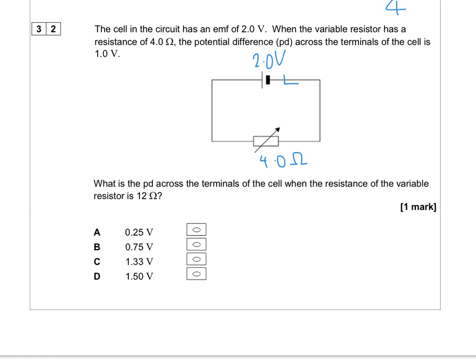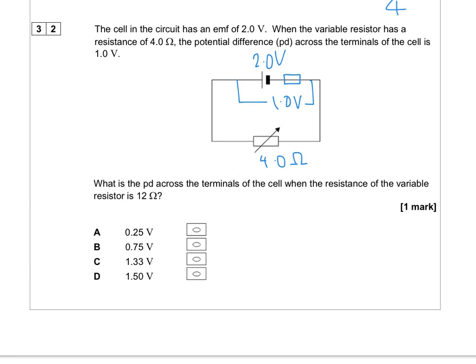So what that's telling you is you've got an internal resistance, and if we measured the potential difference across the cell, you'd measure 1.0 like this. So what it's asking you is, what is the potential difference across the terminals of the cell when the resistance of the variable resistor is 12?